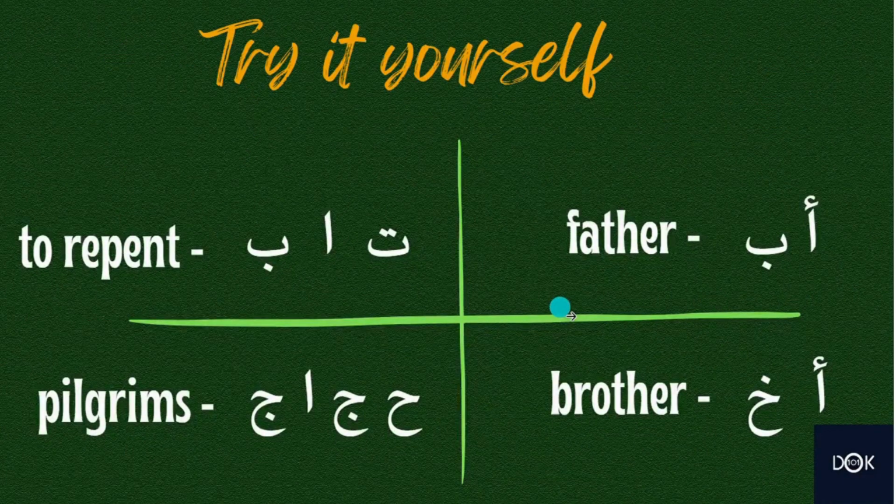Alright, so we are done with the first part of Arabic alphabets. Now what I've done is that I have written 4 words using the letters we just learned. So the first word is ab, which is a father. The second one is akh, which is a brother. The third word is tab, which means to repent. And the fourth one is hujjaj, which means pilgrims. You can now see for yourself if you can join them to make a word on your own.